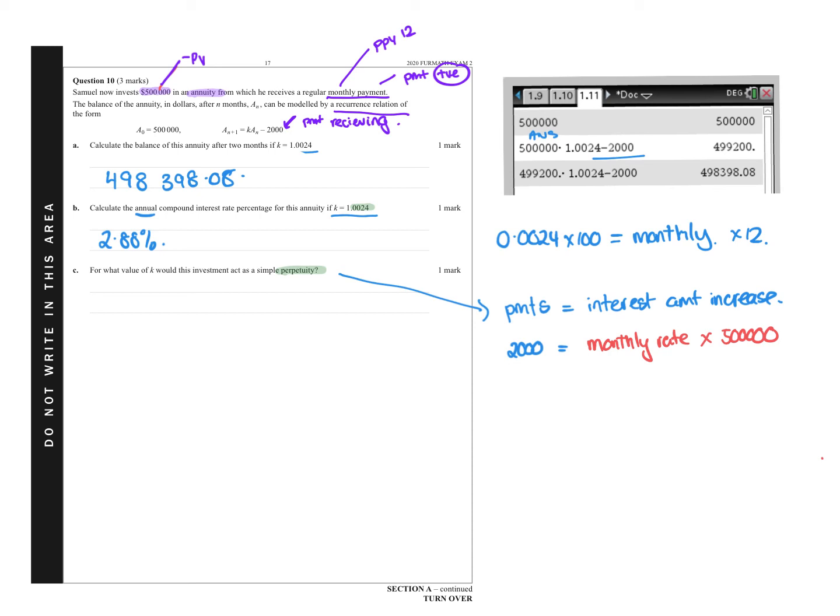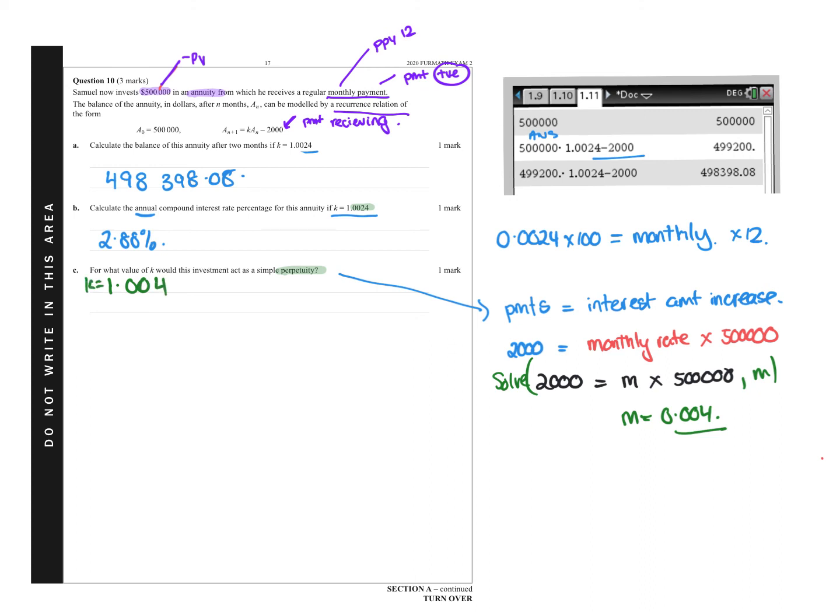So what you're really doing is, we just call this the monthly rate M, and have M times 500,000 equals 2,000. If you do that as a solve, you find that M equals 0.004. So that's the increase part. When they're talking about K, it'll be 1 plus the growth, sorry, so we'd want 1.004 to grow.